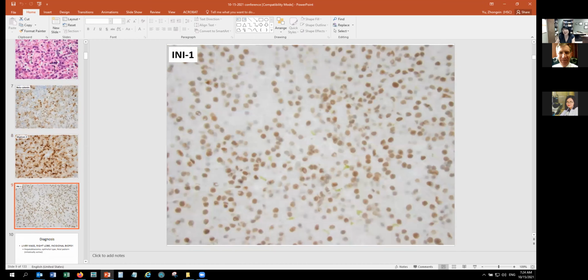Anytime we diagnose hepatoblastoma, we want to do an INI-1 immunostain, just in case there's a rhabdoid tumor, because that has a worse prognosis. Retained INI-1 is good, it rules that out. So this is a nuclear staining.